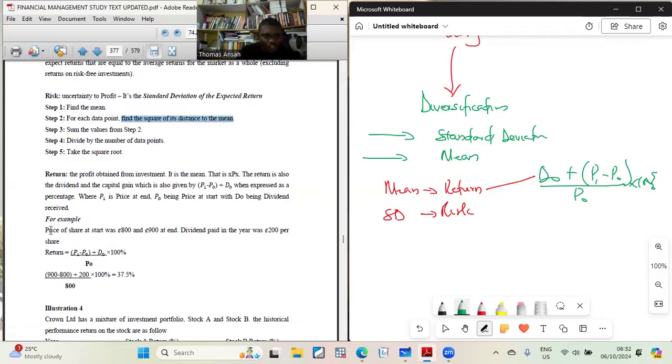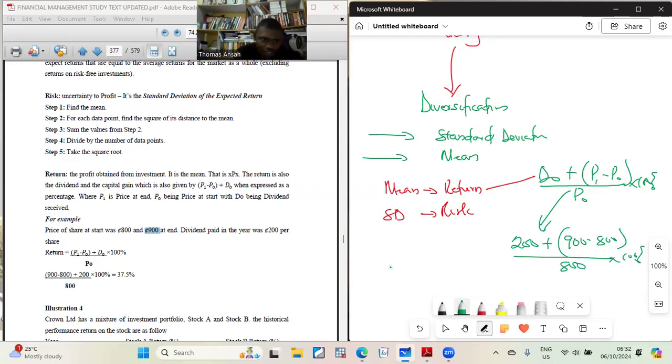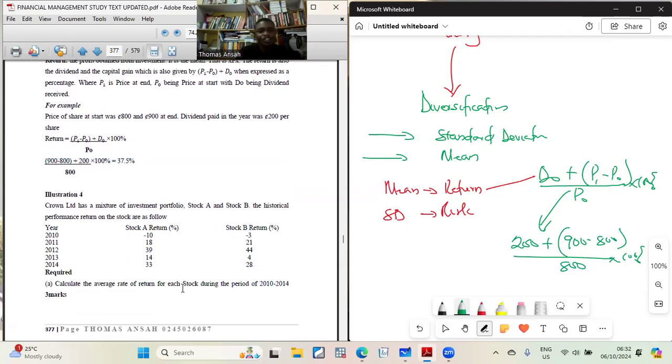For example, if at the start somebody had 800 and now at the end it is 900, and it has also paid a dividend for a year, what you see is that to calculate the mean, the dividend is 200 plus P1, the price at the end, minus 800. All right, so that is that. If I want it in percentages, divided by this 100%, and that is what you see here, and you have 37.5. That is the mean, the return. Mean is what the person gets, the return. But the standard deviation is the issue surrounding it.